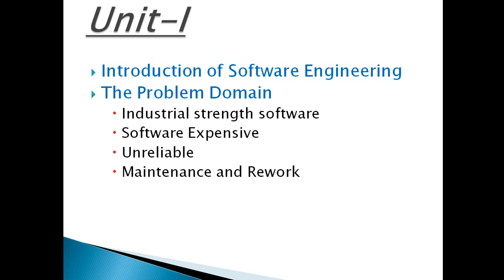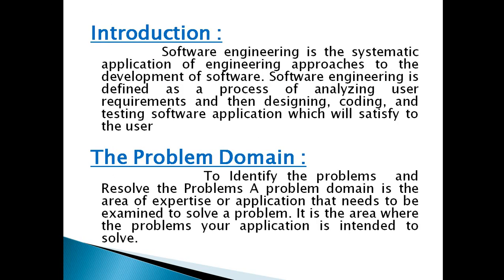The first topic is the introduction of software engineering. The second one is the problem domain. Here, the problems that may arise during the development of the software can be classified into four categories: industrial instance software, software expensive, unreliable, and maintenance and rework. First we will see them one by one, but before that we have to see what the problem domain is.